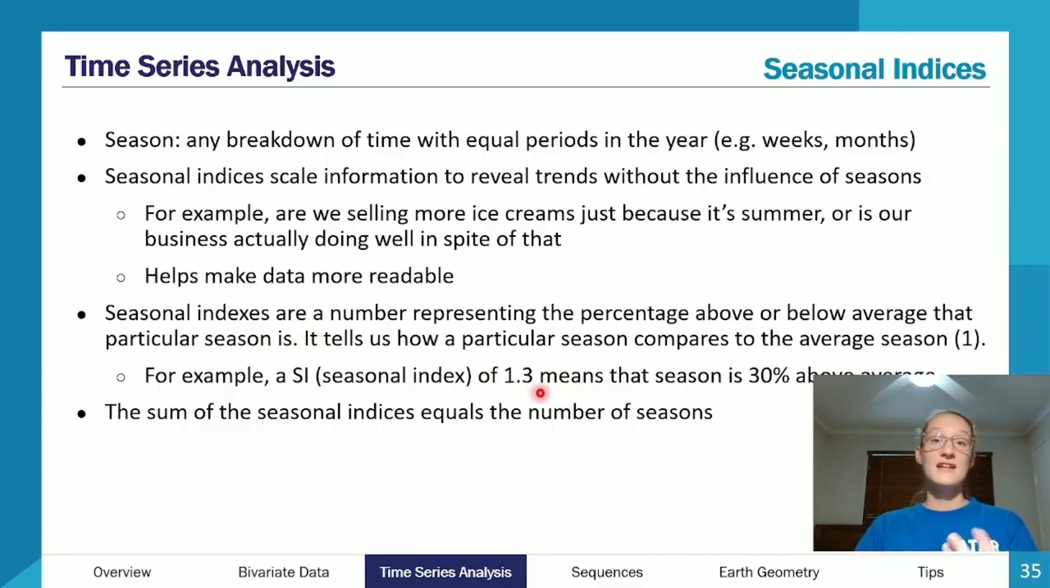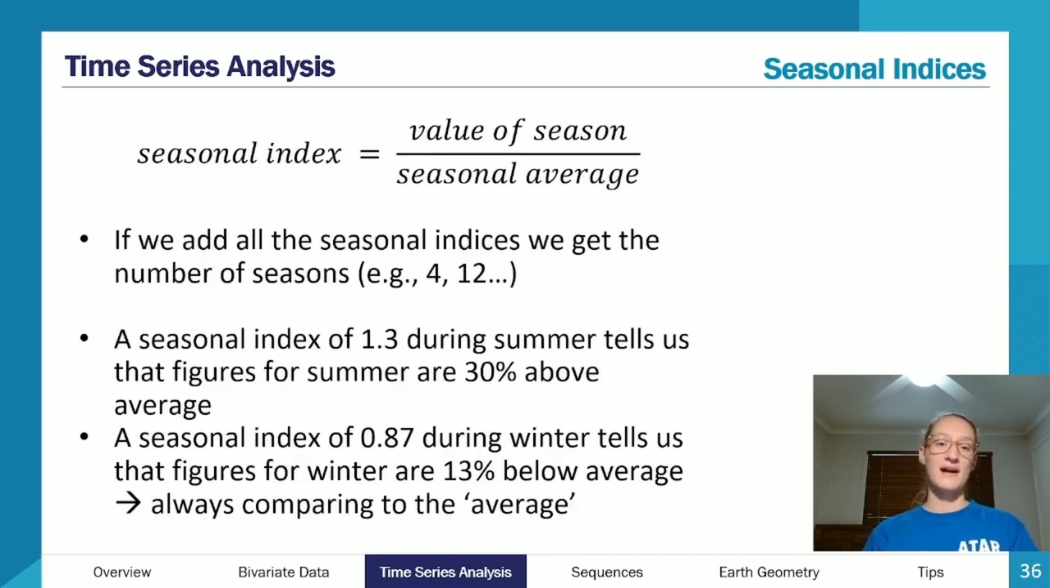So for example, a seasonal index of 1.3 means that that season is 30% above average. If we were doing ice cream sales throughout the year, and the seasonal index for summer was 1.3, that means ice cream sales in summer are 30% above average. So that's really important to keep in mind: when we're interpreting seasonal indices, we're always coming back to what actually is the average. That's what we're coming back to.